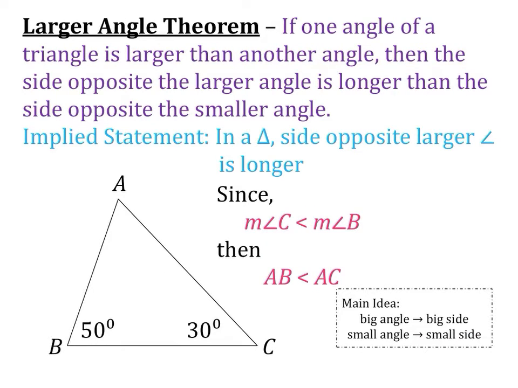All right, so we also have the larger angle theorem, which states if one angle of a triangle is larger than another angle, then the side opposite the larger angle is longer than the side opposite the smaller angle. So shorten that to our implied statement, in a triangle, side opposite larger angle is longer. So here we have angles 50 degrees and 30 degrees. So since measure of angle C is less than measure of angle B, then we can conclude that side AB is less than side AC. Main idea, our big angle goes to the big side, the small angle goes to the small side.